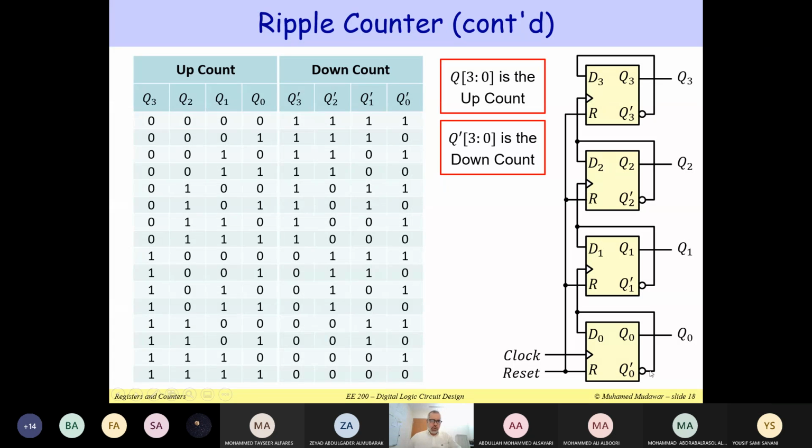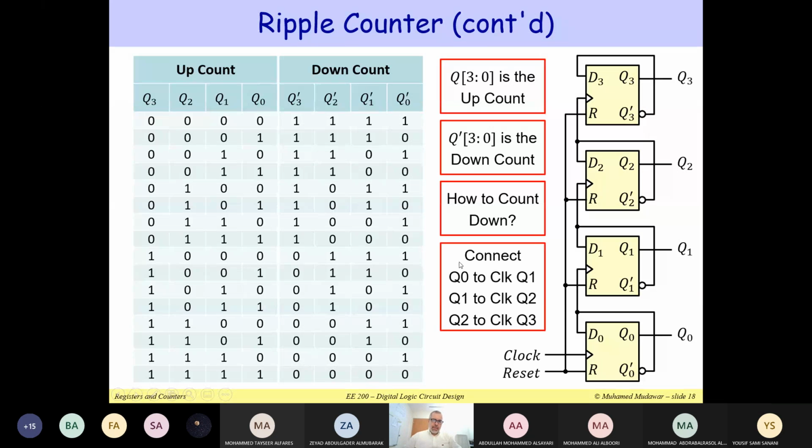So notice that when Q goes from 1 down to 0, Q prime goes from 0 to 1. And this is when we toggle the value of Q1. The same thing can be said about Q2 and Q3.